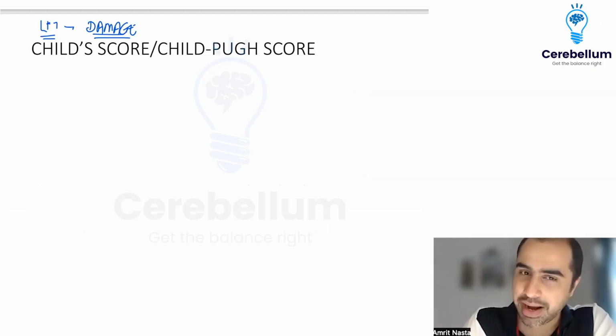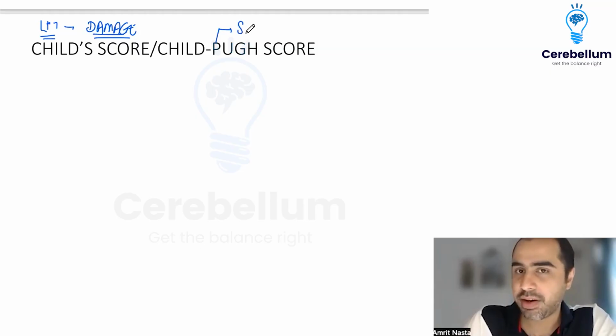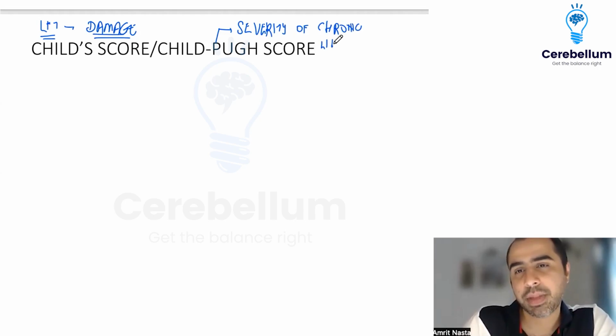Do I use it in viral hepatitis? I got acute viral hepatitis. Do I apply Child score there? No. Treatment? Prognosis? No. So please be very clear. This score I will use only for severity of chronic liver disease. It will tell me the severity when the liver is chronically injured. Basically, it is used in cirrhosis. It is not used in acute viral hepatitis.